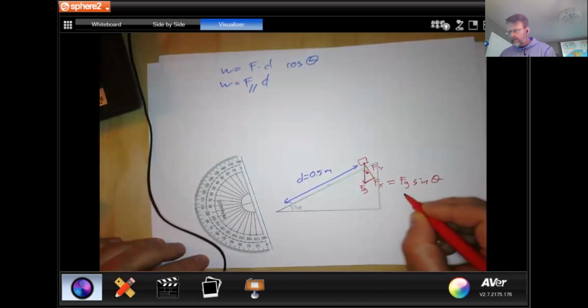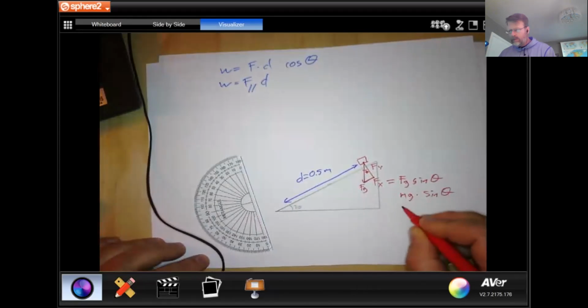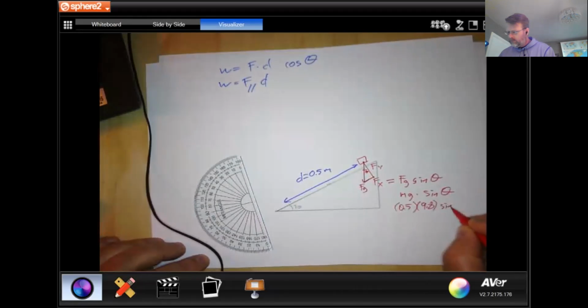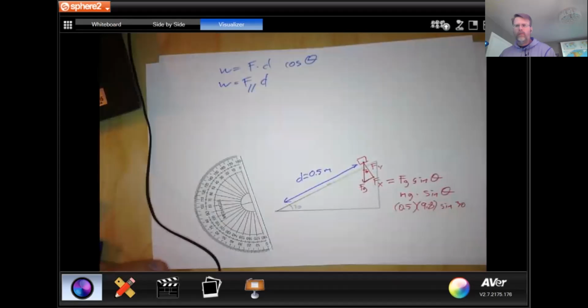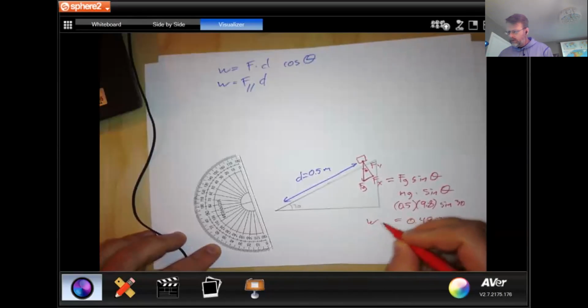Okay, so my force of gravity is going to be mg. So my m was 0.5, g is 9.8, theta was 30 degrees. Okay, so we get 0.49 joules equals our work.